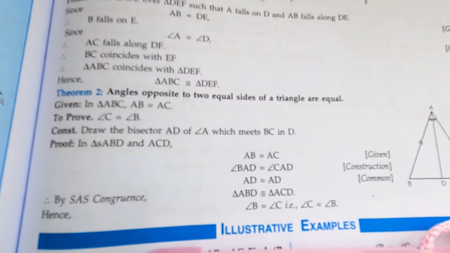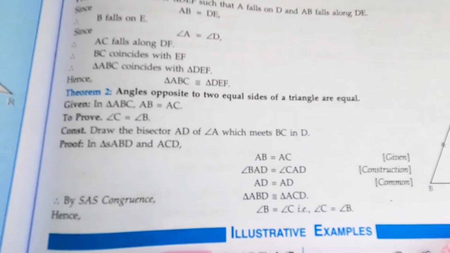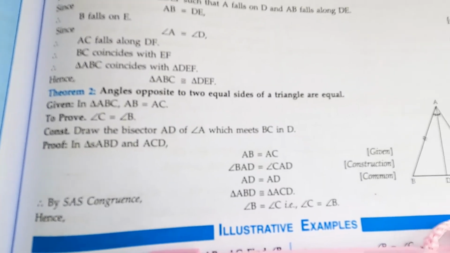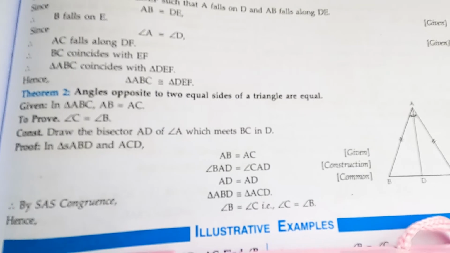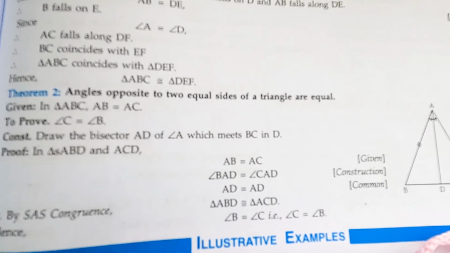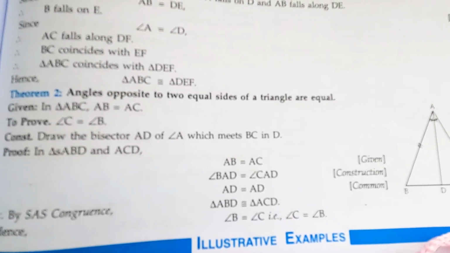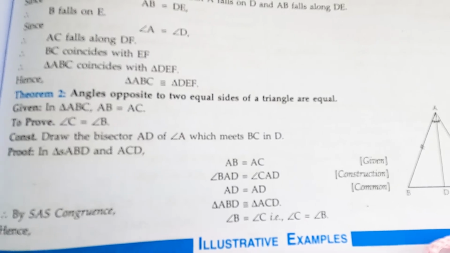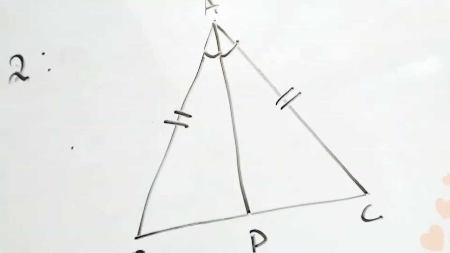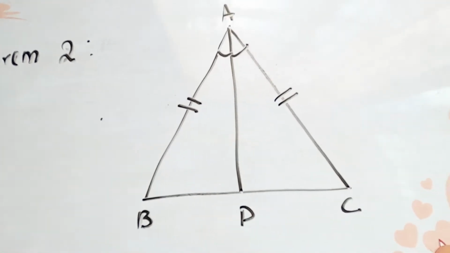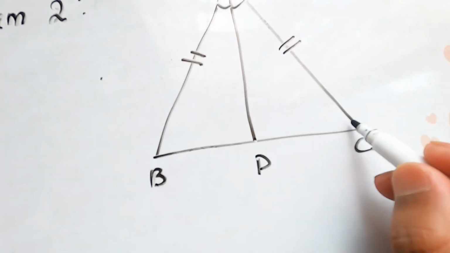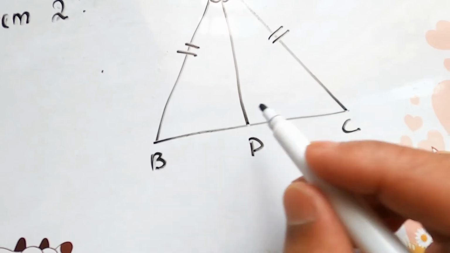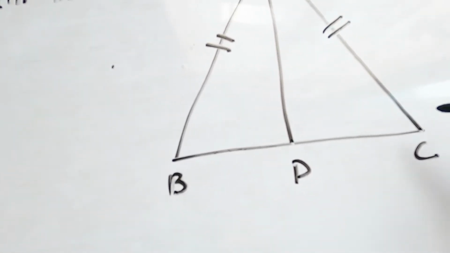Alright students, we will be starting with theorem number 2. Theorem number 2 also is very important. So what does theorem number 2 state? Angles opposite to two equal sides of a triangle are equal. Alright, so here it says that angles opposite to two equal sides of a triangle are equal.